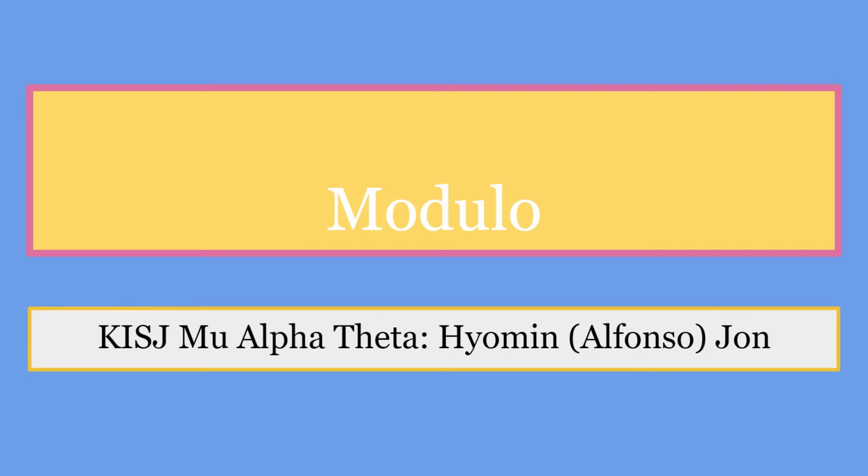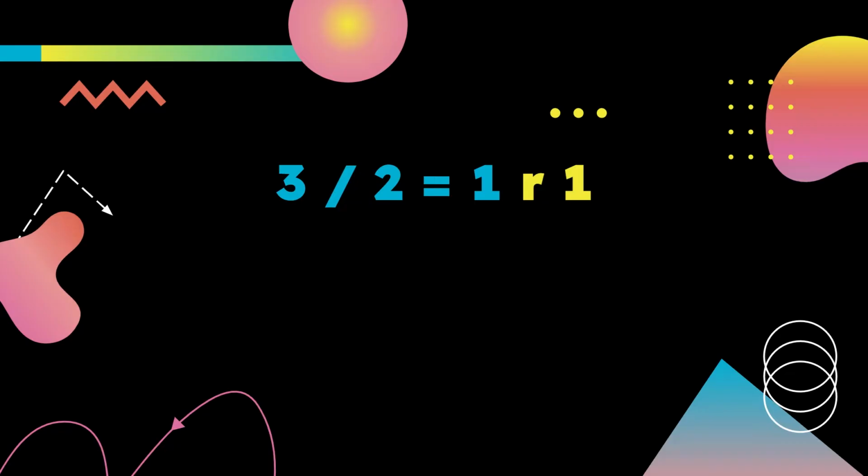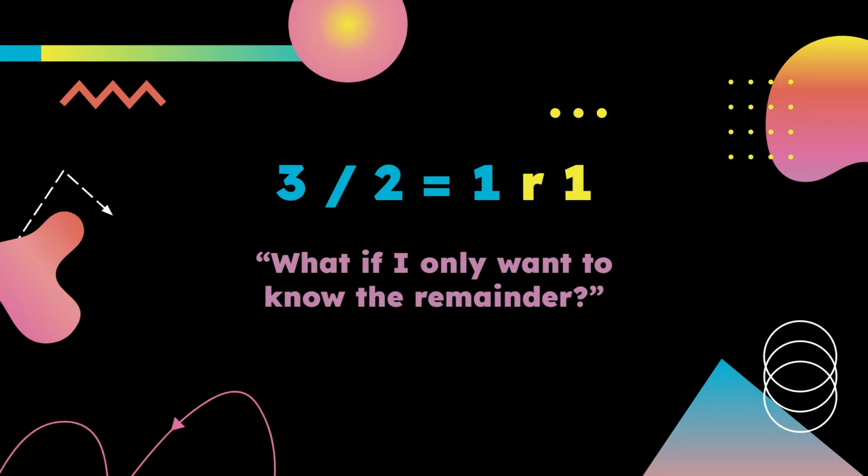This is a lecture about modulo. Here is a simple equation. 3 divided by 2 equals 1 with a remainder of 1. But what if I only want to know the remainder, not the quotient? That is what we are going to find out.